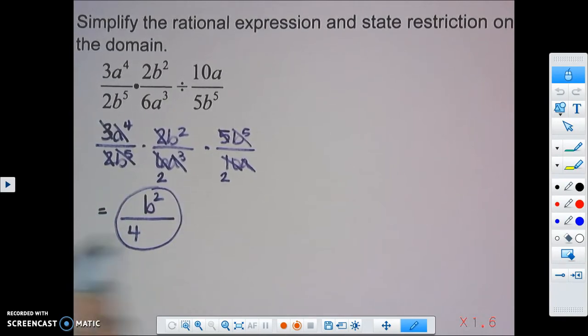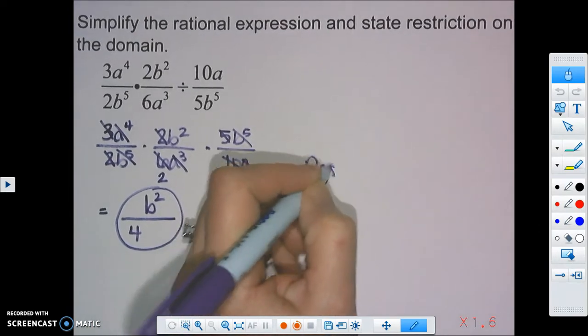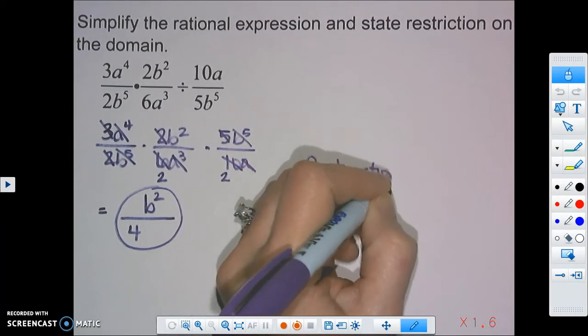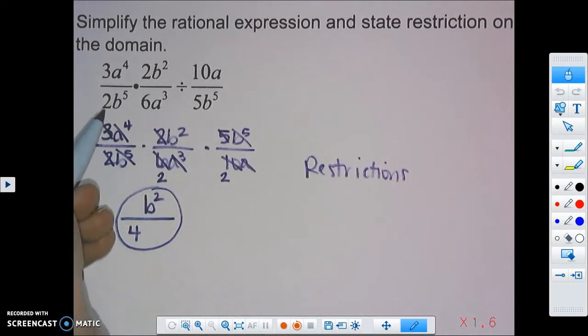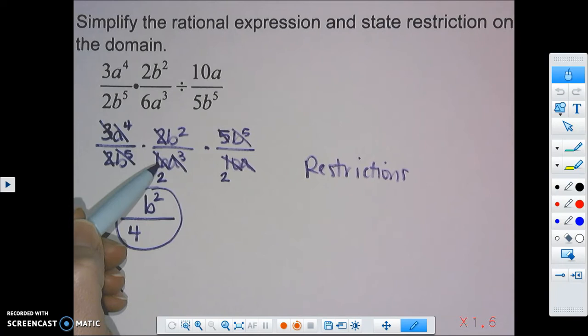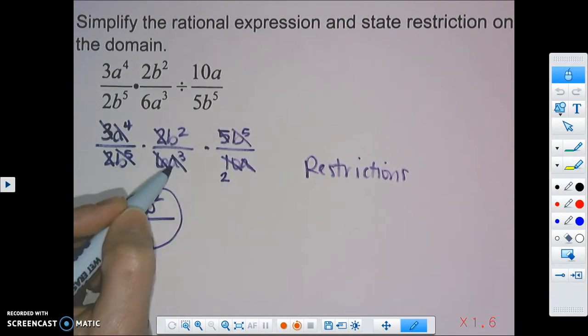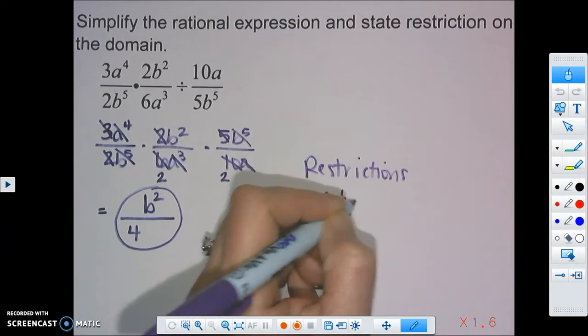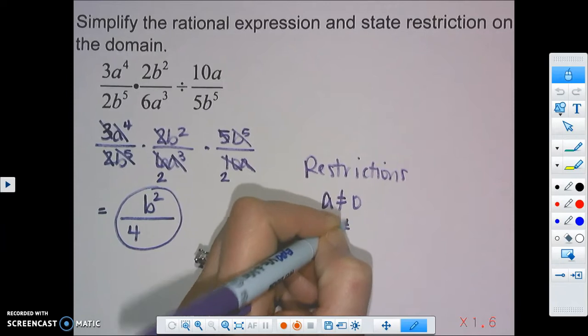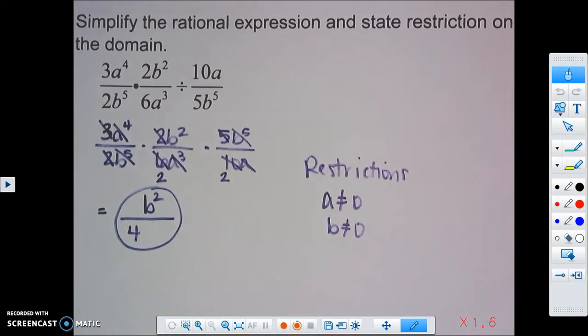Remember, we still need to find restrictions. For restrictions, we need to look in multiplication at the denominators, and in division, the denominator and the numerator. So that means that for all of these, we have just monomials. That tells us we're going to have a can't equal 0 and b can't equal 0 for our restrictions.